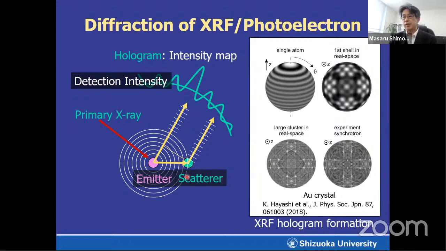Because of interference of the directly emitted electron wave and also the scattered electron wave, we observe the intensity variation here, depending on the detection angle. We call this intensity map a hologram. So in other words, if we observe the hologram, then we can have information of the scattered atoms near the emitter. This is the basic information obtained from XRF and photoelectron diffraction.